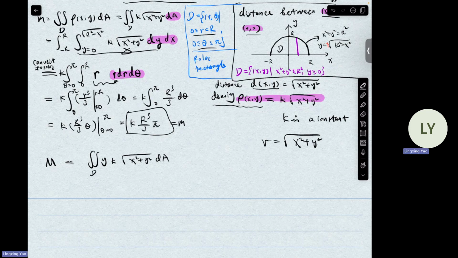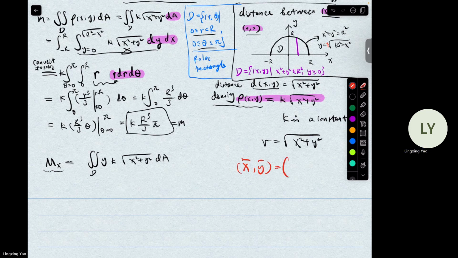And then we compute this because this will be used in the second coordinate of the center of mass. We have to remember. Let me just write it down. The center of mass is what? The center of mass is My over M, capital Mx over M.